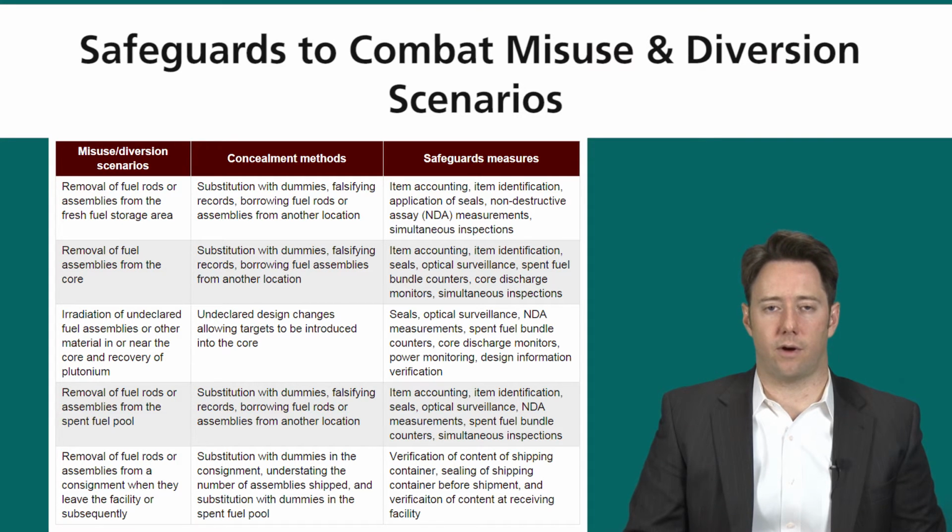So all of these safeguards measures can address the different misuse and diversion scenarios, removal of fuel rods or assemblies from fresh fuel storage area, from the core or from the spent fuel pool. Also, irradiation of undeclared fuel assemblies or other target materials within the core through undeclared transfer paths. All of these safeguards measures can be applied in different points to help defeat and obstruct these diversion and misuse scenarios.